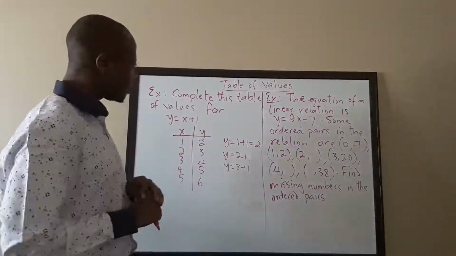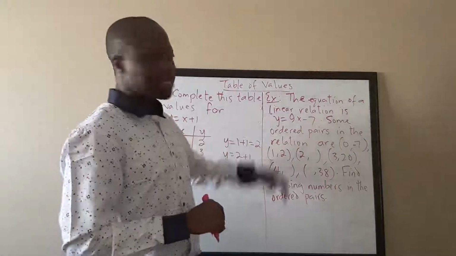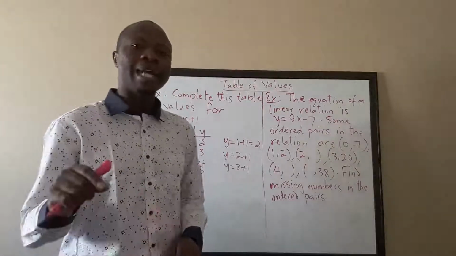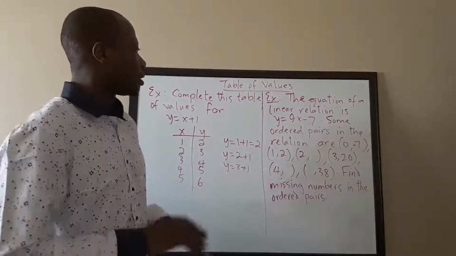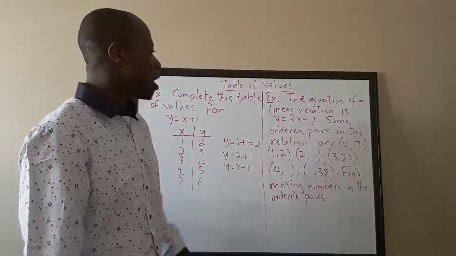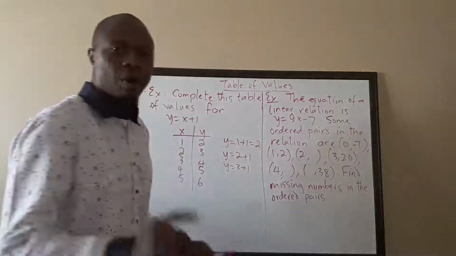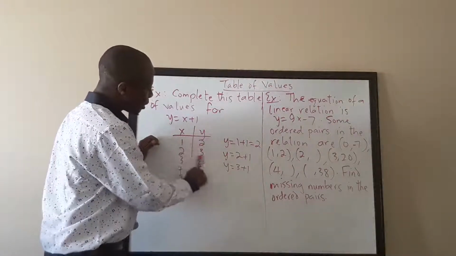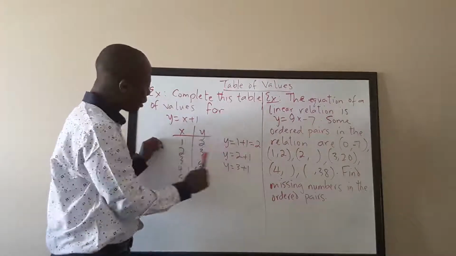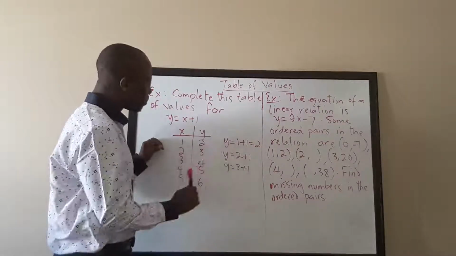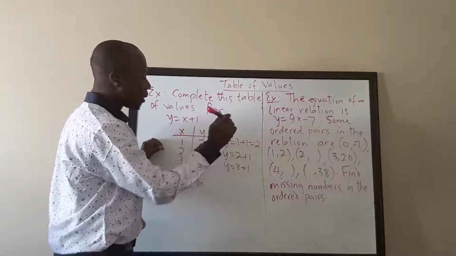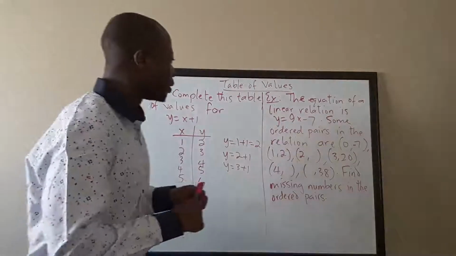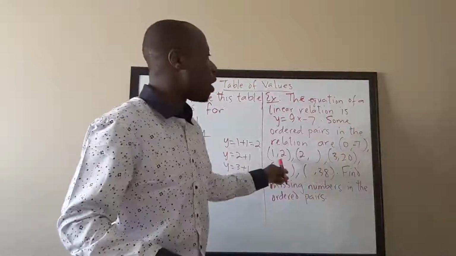Another example. The equation of a linear relation is y equals 9x minus 7. Some ordered pairs in the relation are all this. Now I want to mention from here, each of the lines here are ordered pairs. 1, 2 is one, 2, 3 is another ordered pair. 3, 4 is another ordered pair. 4, 5 is another ordered pair. And so on and so forth. So, this was all ordered pairs.